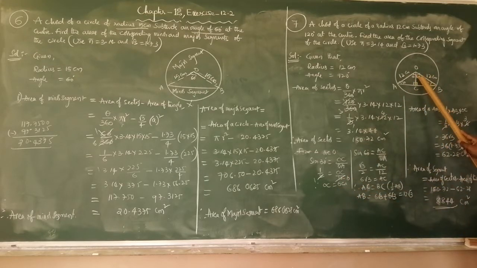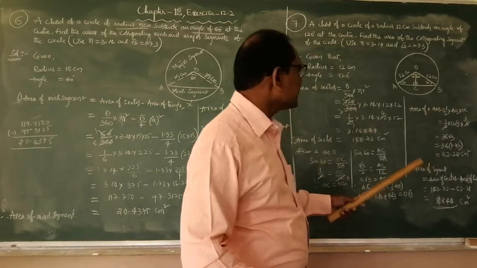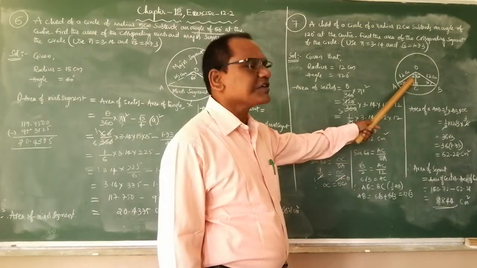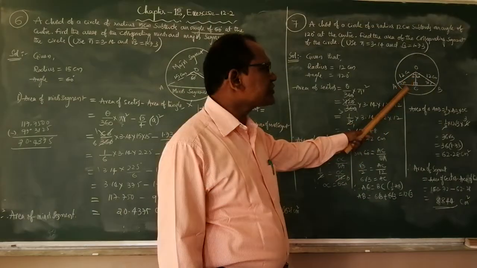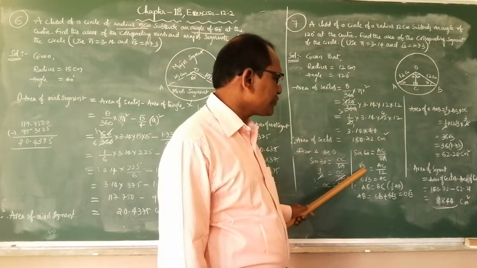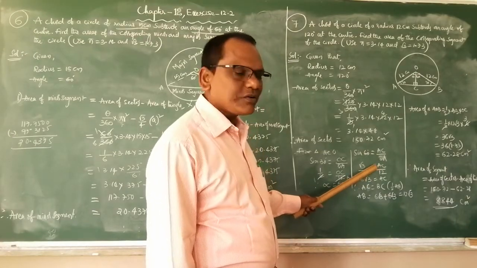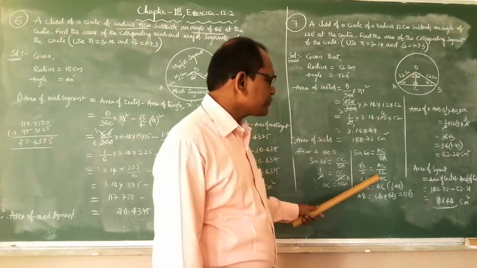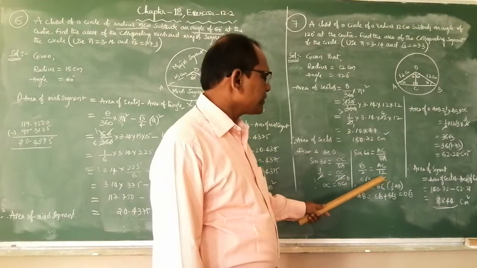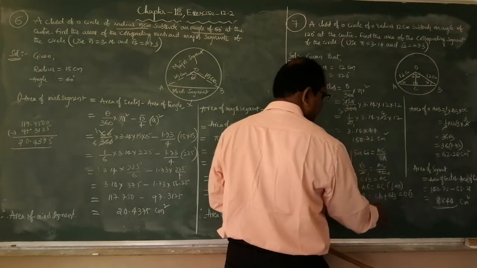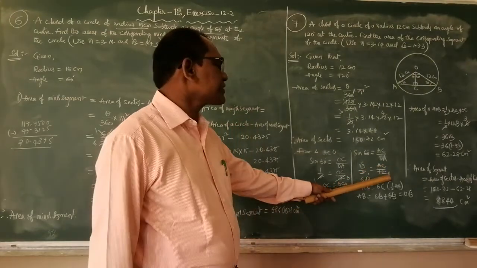OC is the height, we got it. The base is required, since area is half base into height. What is the base here? Therefore I am taking sin 60 again. Where is 60? This is 60. Sin 60 means opposite side by hypotenuse, AC by OA. Sin 60 is root 3 by 2, equal to AC by OA, and OA is 12. You can cancel the 2: 2 ones are 2, 6 are. Therefore AC equals 6 root 3.